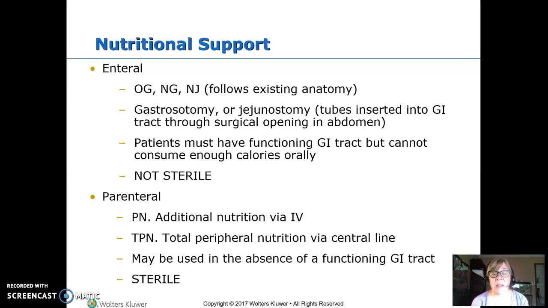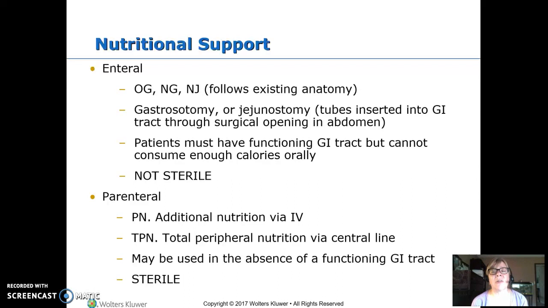TPN means you've got everything. What's missing from PN is the fats, so we add lipids to PN to make TPN, and you must have a central line. Sometimes these kids are eating but can't eat adequately, and so then we do kind of supplement with some PN, or sometimes they have no functioning GI system. But remember, this is an IV.